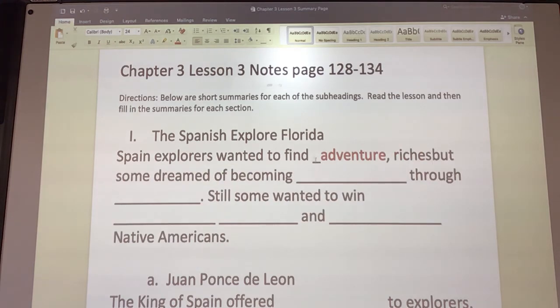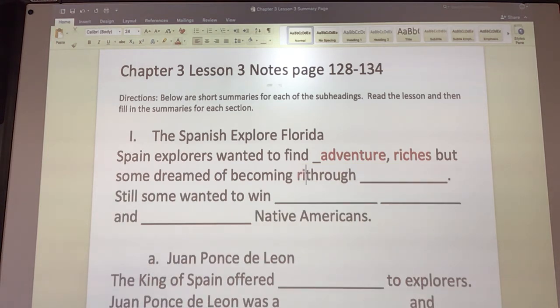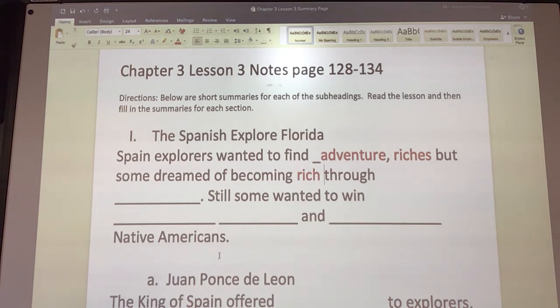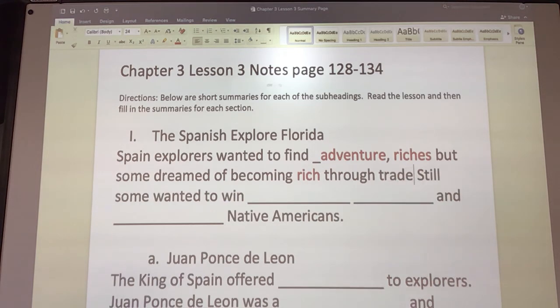Okay. We'll get to all that here in a minute. I'm trying to get it so you can see what we typed in here. So adventure, riches, but some dreamed of becoming. What did they dream of becoming? Kenny? Rich through trade. Yep, rich through trade. Okay.